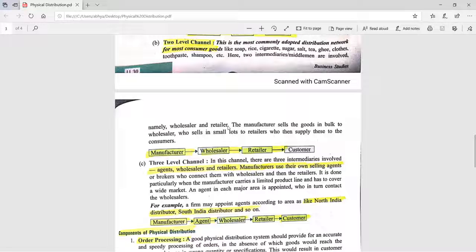That distributor will be known as the agent, and the wholesalers and retailers will be taking goods from only that distributor. The east zone wholesalers will be taking goods from that agent, and further all the retailers of the east zone will be taking goods from all the wholesalers of the east zone.